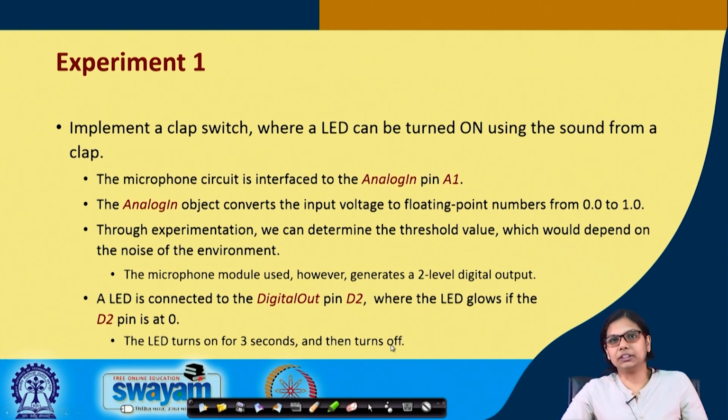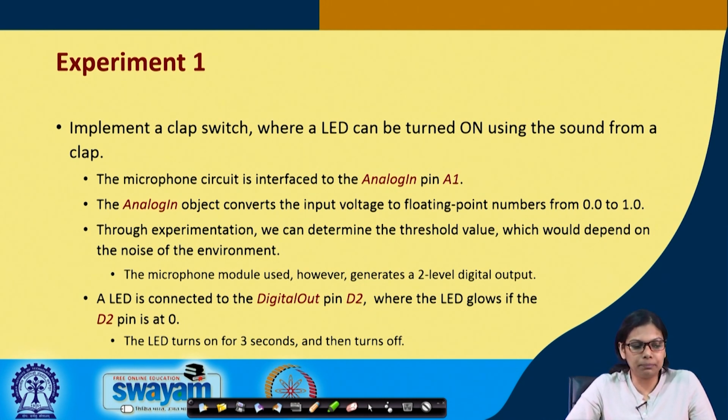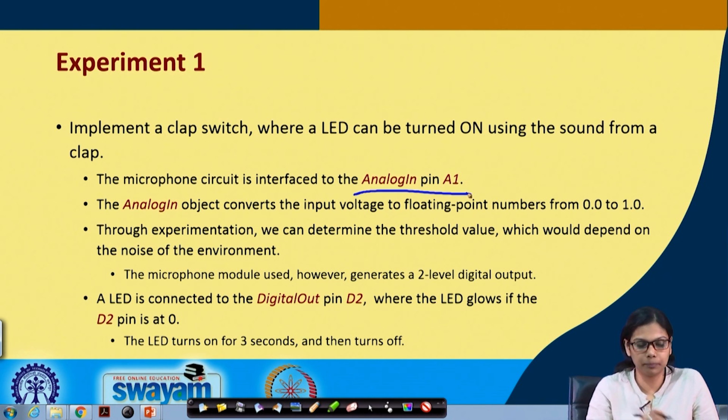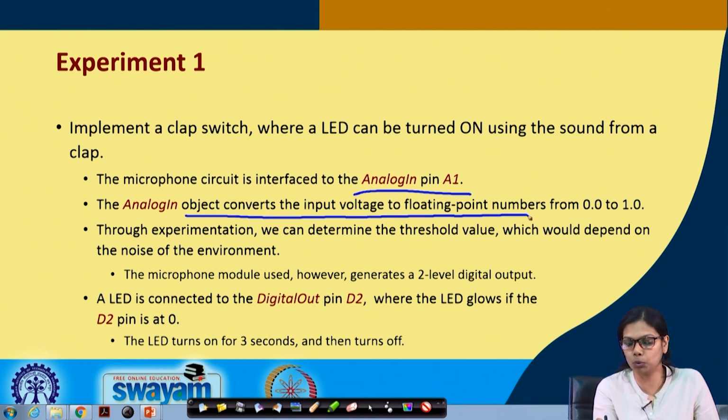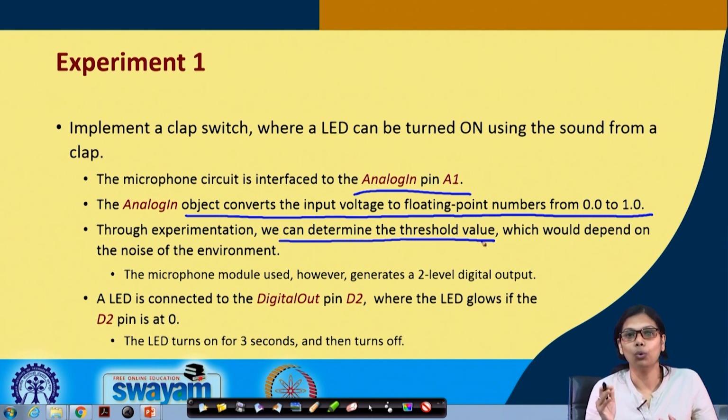I will directly come to the experiment because the connection is fairly straightforward here. The first thing that I will be implementing is a clap switch, where an LED can be turned on using the sound from a clap. Here the microphone circuit is first interfaced with analog pin A1. This AnalogIn object converts the input voltage to a floating point number between 0 and 1, as we have already seen, and through experimentation we can determine the threshold value: when you clap, what value you get.